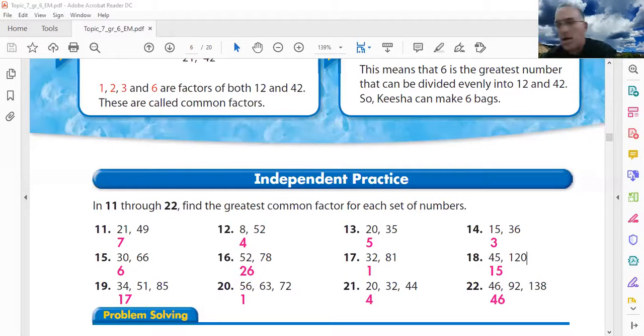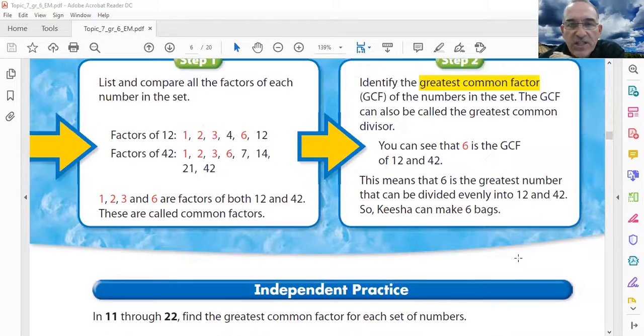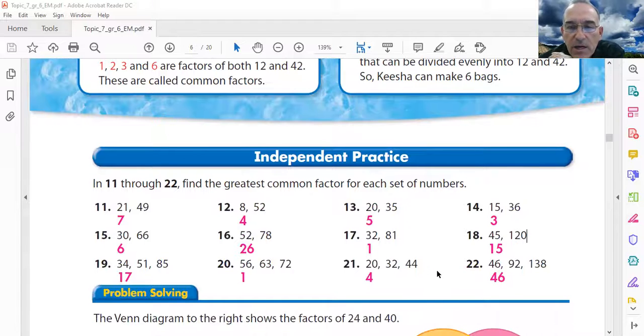We are talking greatest common factor. I am in your book on page 127, greatest common factor. You're looking at the problems and now you're seeing the answers. So let's look at number 18. You're given two numbers, two values, 45 and 120, and look, they're giving us the answer there.